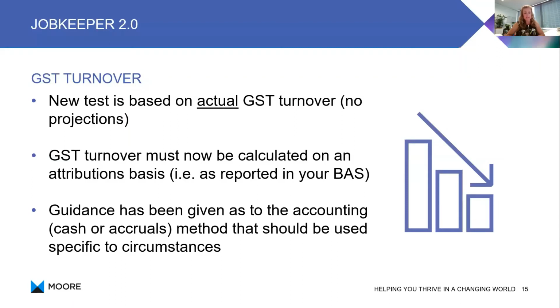Attributions basis, as I said before, i.e. what is reported on your BAS. Now, they have given us some guidance as to the accounting, whether it's cash or accruals method, to specific circumstances. But for today's purpose, if you were going to assess whether you think you're eligible, have a look at what you would be lodging on your BAS. If you're not, then we can look at alternate tests as well as what the guidance is on cash versus accruals.